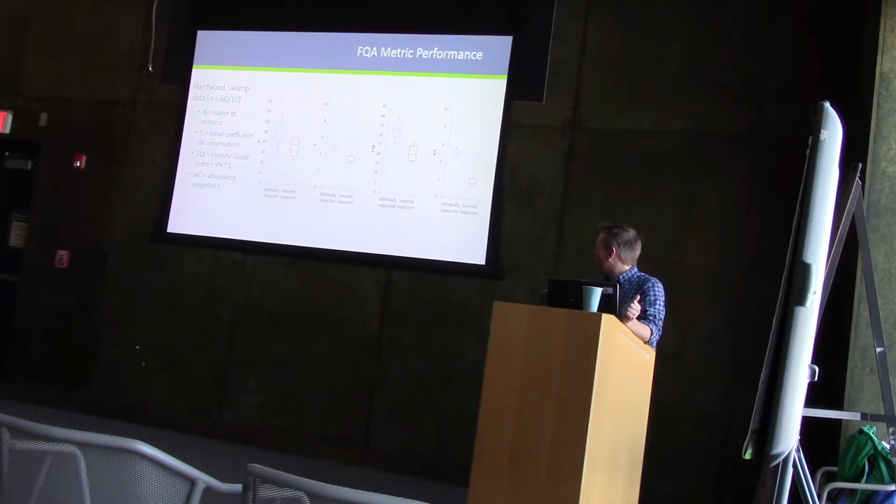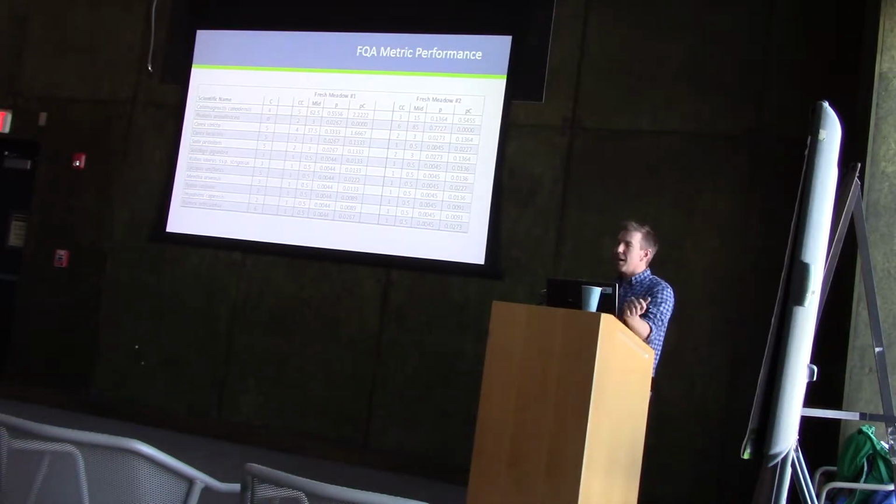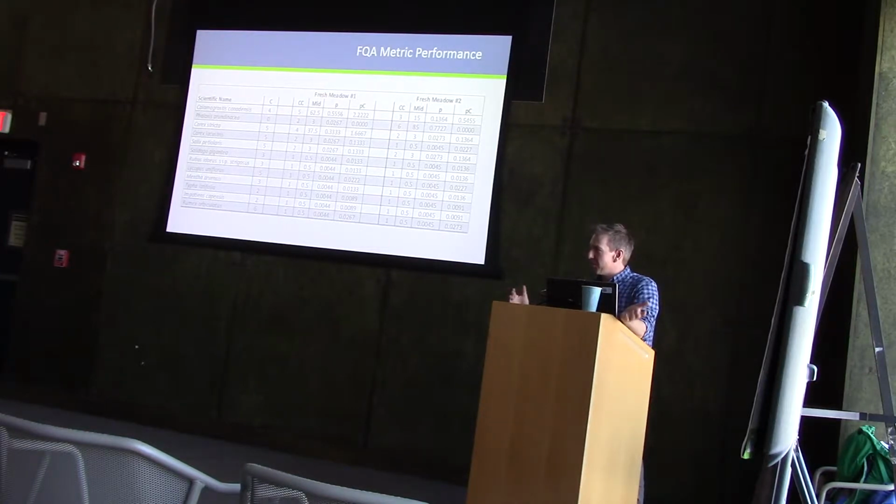Why is a weighted C better? Well, it's because oftentimes when you have these severely impacted sites versus minimally impacted, the species composition is actually fairly similar, right? The species richness is fairly similar, but it's really a change in the abundance distribution of the plant community that's going on. And you can only capture that in your metric if you incorporate the cover.